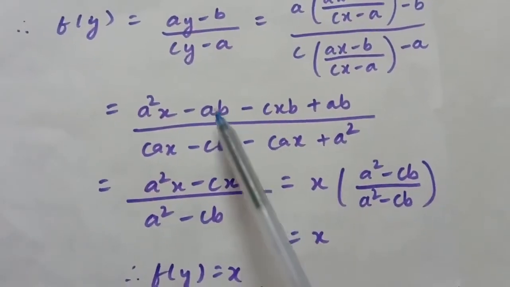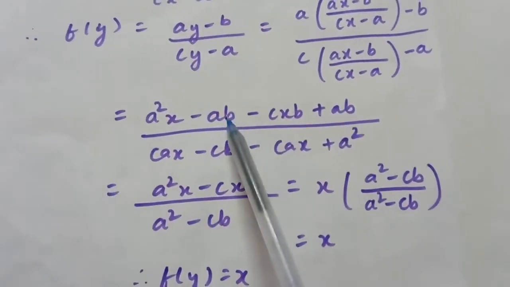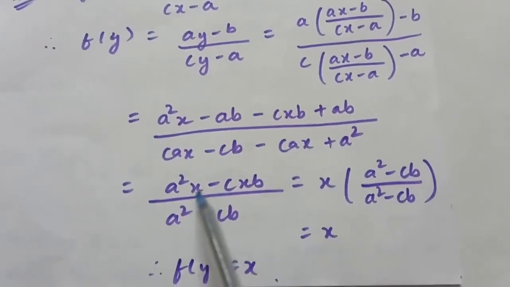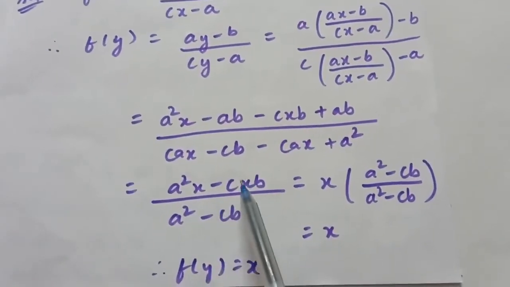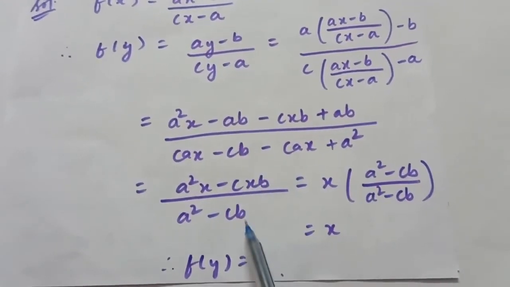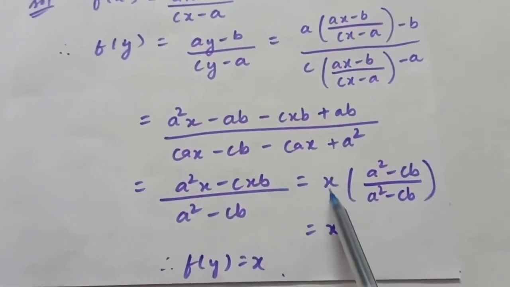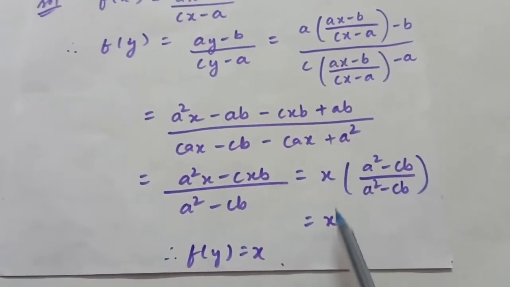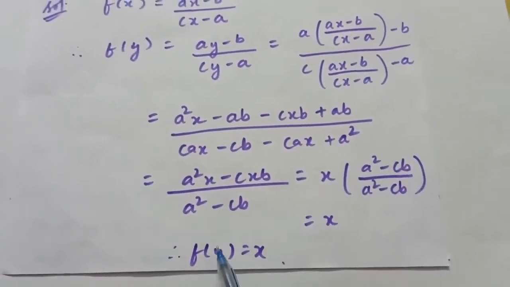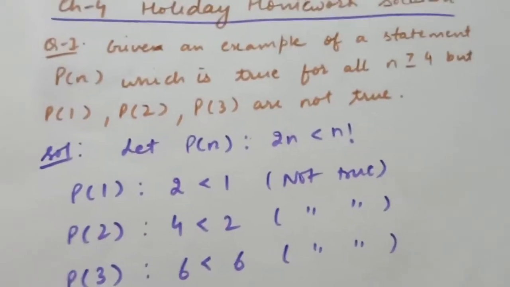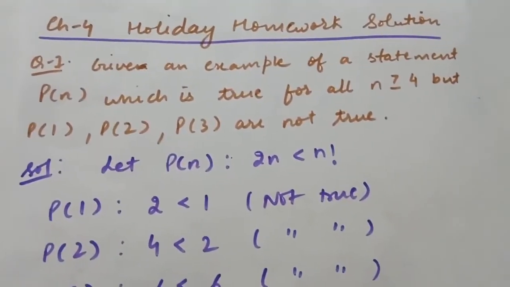So here in the numerator ab gets cancelled and in the denominator cax gets cancelled. So the left terms will be a square x minus cxb upon a square minus cb. Taking x common from the numerator, a square minus cb upon a square minus cb, so you will get the answer as x. This is what we want to show, that fy is equal to x. Clear? Now we will discuss chapter 4, holiday homework.